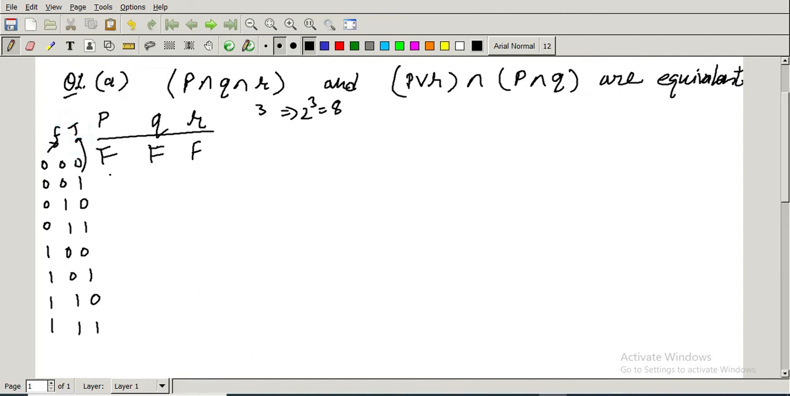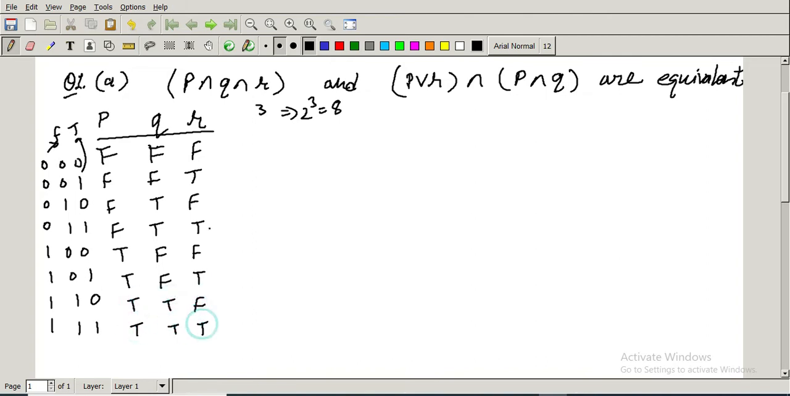So here in this case we have F F F, then F F T, then F T F, then F T T, then T F F. Remember, 0 is for F and 1 is for true. So true F T, then true true F, and then we have true true true. Now find P and Q.